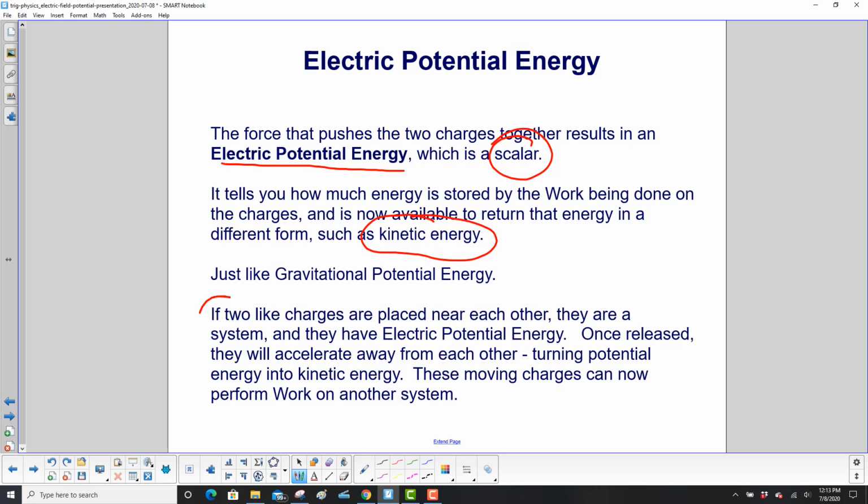So let's summarize again here. If two like charges are placed near each other, they are a system and they have electric potential energy. Once you release them, they'll accelerate away from each other. Again, just like GPE, you lift the block up in the air and let it go, it's going to accelerate towards the ground. So potential energy is being turned into kinetic energy. These moving charges can now perform work on another system if they hit them.